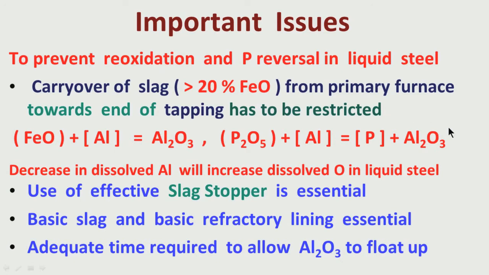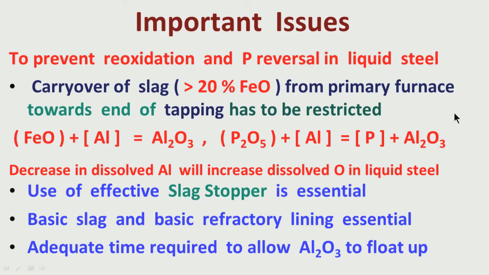When we are tapping liquid steel from BOF or EF or induction furnace, at the top of the liquid steel there is slag. So, that means towards the end of tapping there is a possibility of the slag getting carried over from the primary furnace, that means BOF or EF, to the ladle.